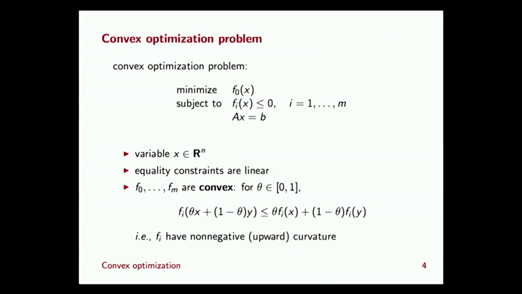Now, what makes this problem convex is the following. The curvature of the objective and the constraint inequalities is positive. It's non-negative. So that means they curve upward. They have positive curvature. That's the key. And that just means that they satisfy this inequality. And the equality constraints have to be linear. So that's a convex optimization problem.